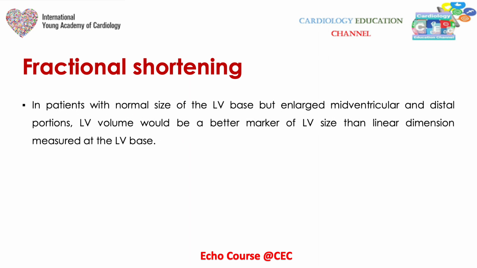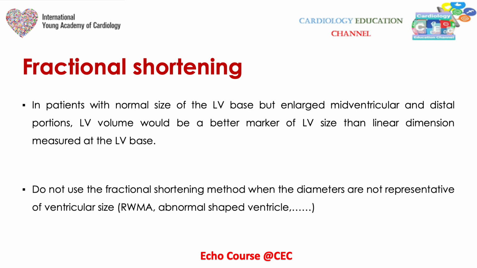In patients with a normal size of the left ventricular base but enlarged mid-ventricular and distal portions, like a patient with anterior myocardial infarction and an aneurysmal apex, the LV volume should be a better marker of the LV size than the linear dimensions measured at the left ventricular base. So you rely here on the size of the ventricle and the volumes, not on the dimensions only. And do not use the fractional shortening method when the diameters are not representative of the ventricular size, like in patients with regional motion abnormalities or abnormally shaped ventricles.